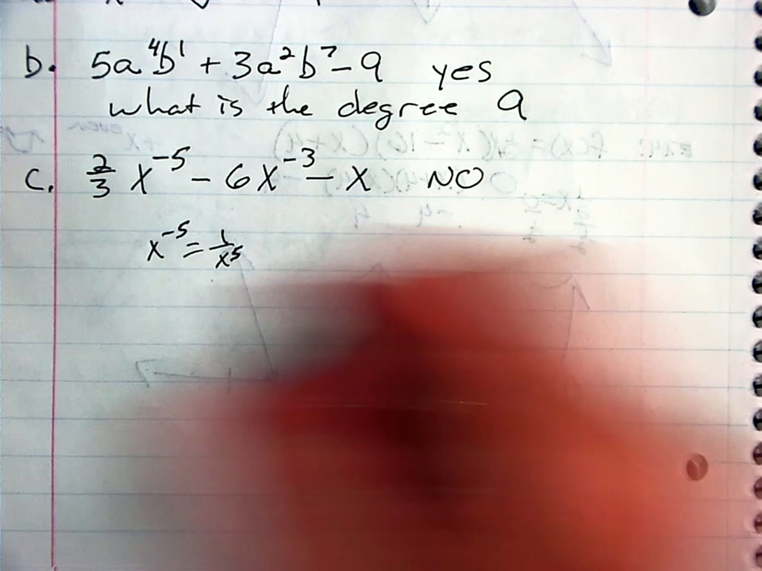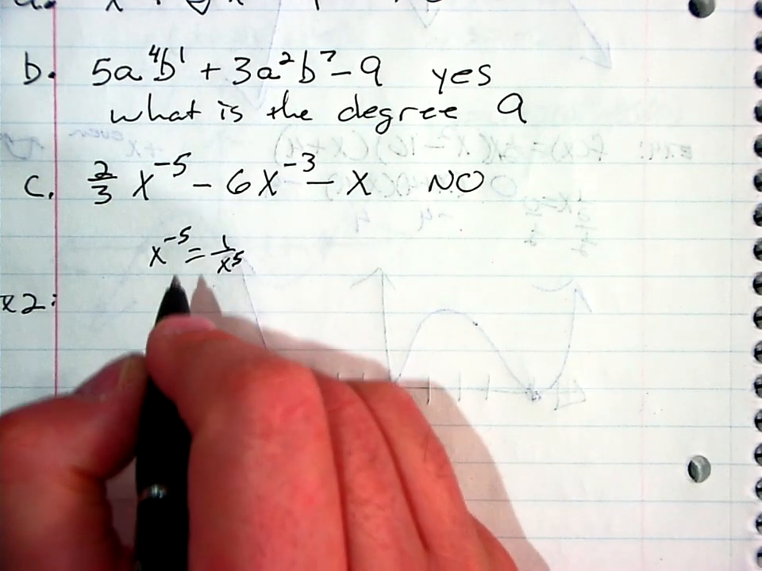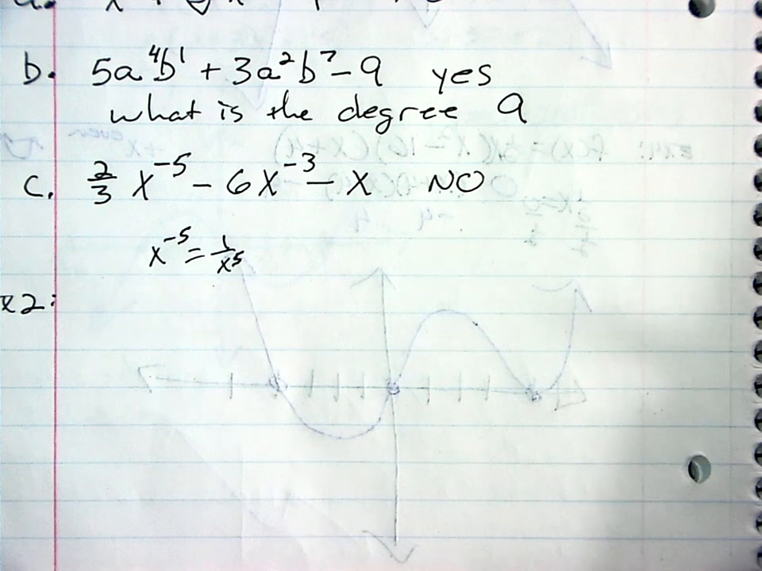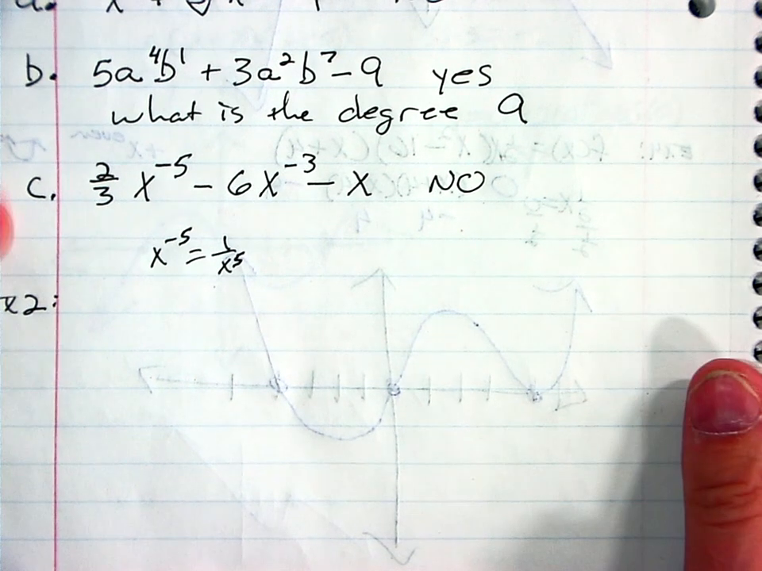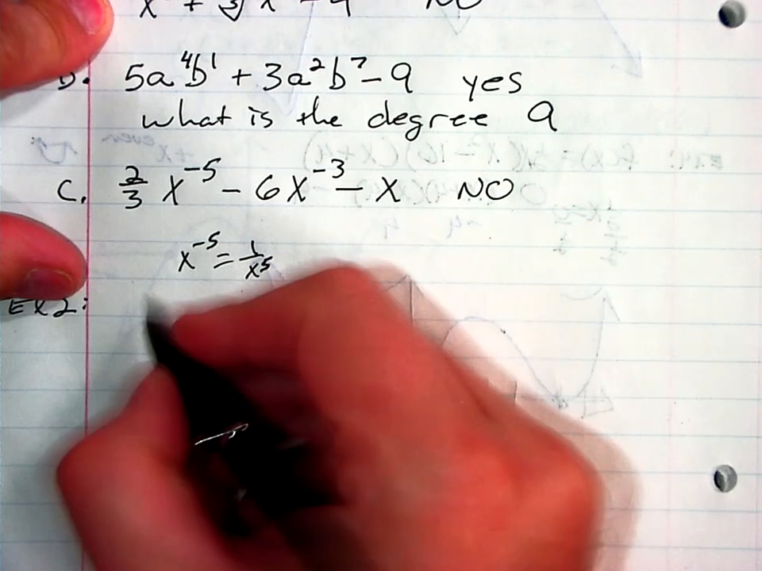All right, let's move on. Example 2. We have 5 examples, but this is the only one that had multiple parts, so let's do some actual math now.